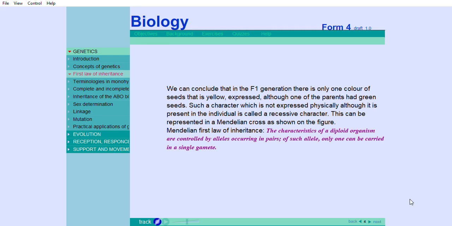Mendelian first law of inheritance. The characteristics of a diploid organism are controlled by alleles occurring in pairs. Of such alleles, only one can be carried in a single gamete.